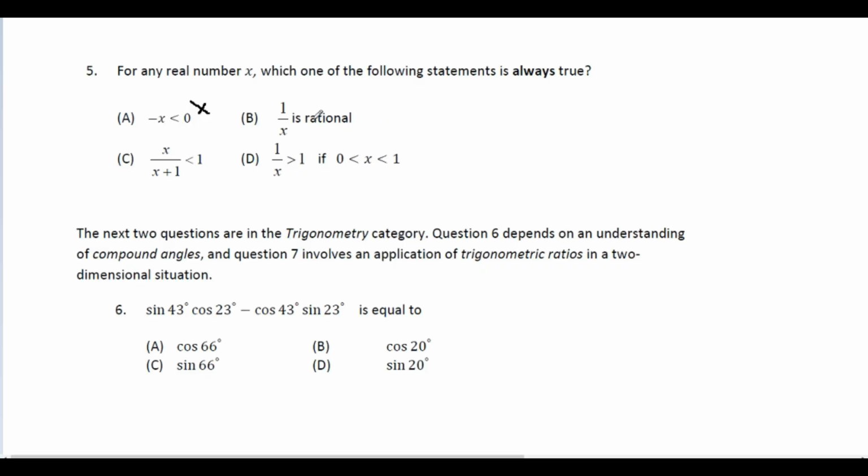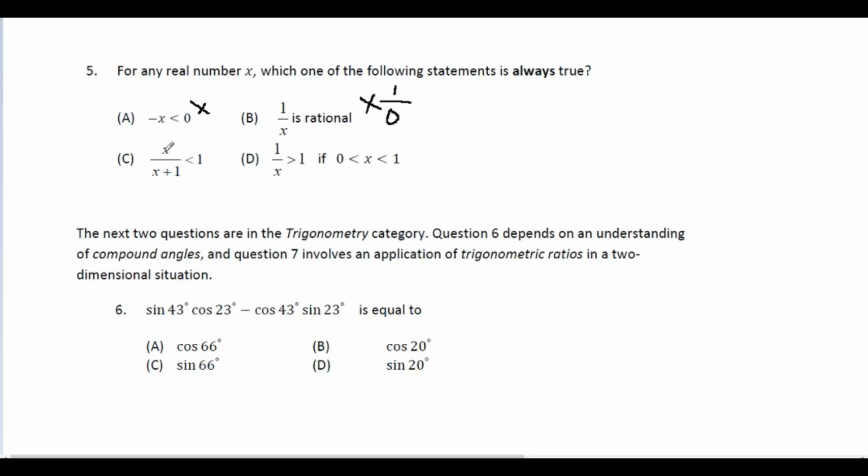Okay, next one. So we have 1 over x is rational. So this works for most cases. The only one it doesn't work for is when x equals 0, because 1 over 0 is undefined. Good job. So therefore this statement is not always rational, therefore this is wrong.